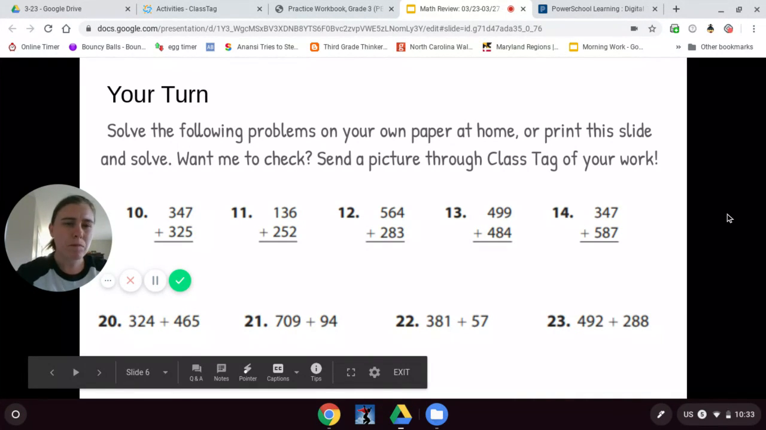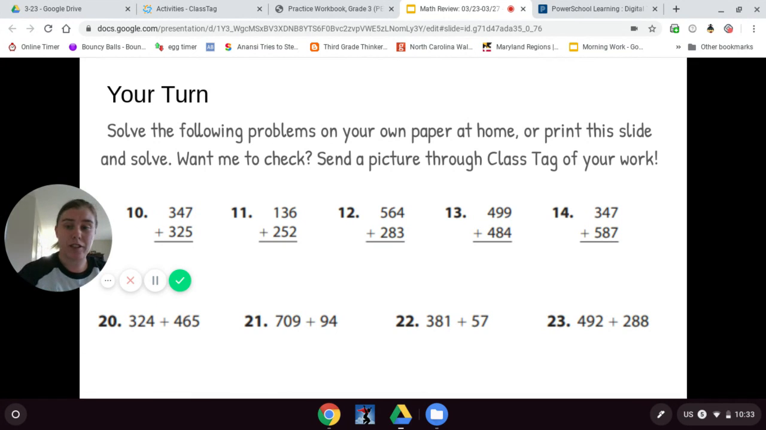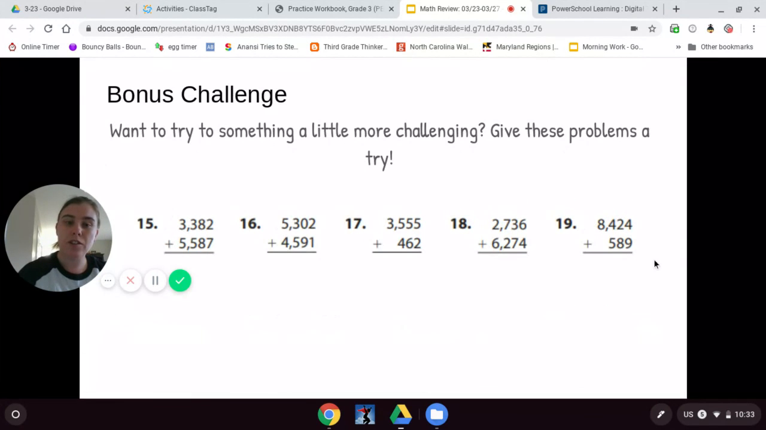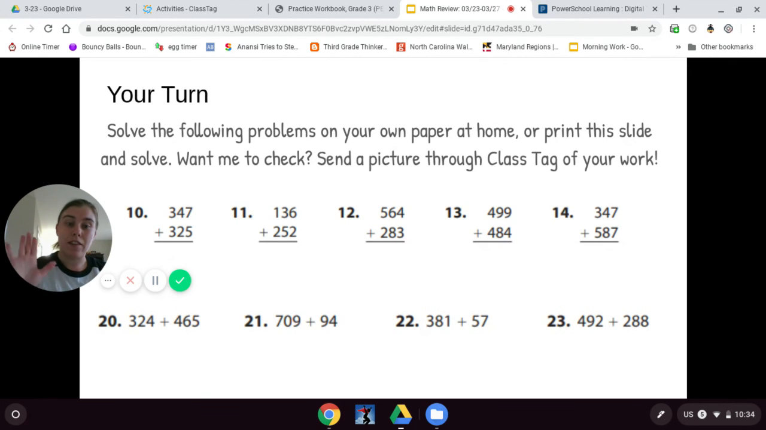Alrighty. If your student is looking for a challenge, I have a bonus page. These are just extra practice if your student is really looking for that challenge. So again, this is what I'm looking for. This is what I'll actually check. Nothing is mandatory, but this is a great way to keep your student's skills sharp while we're out of school at this point.